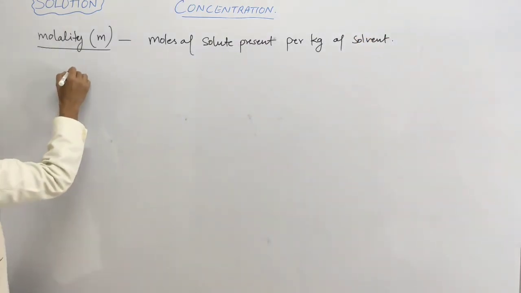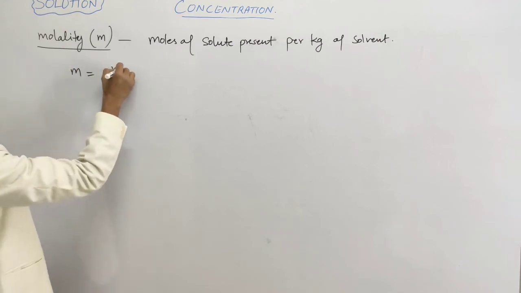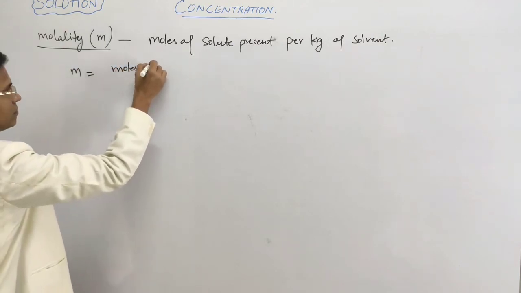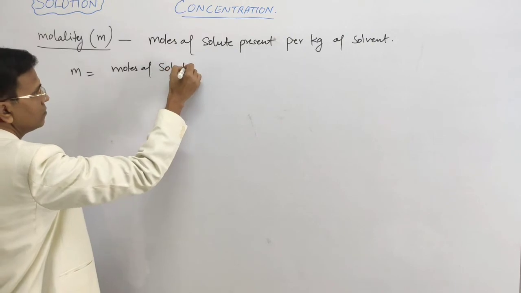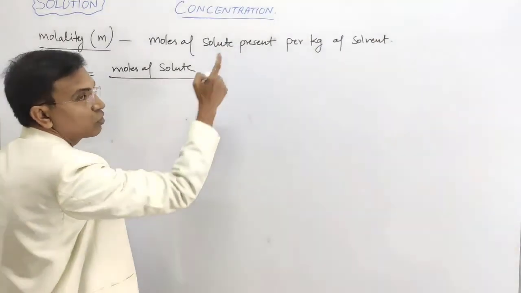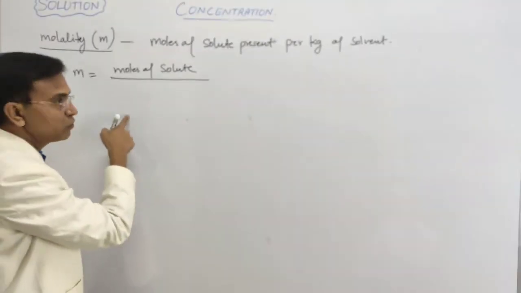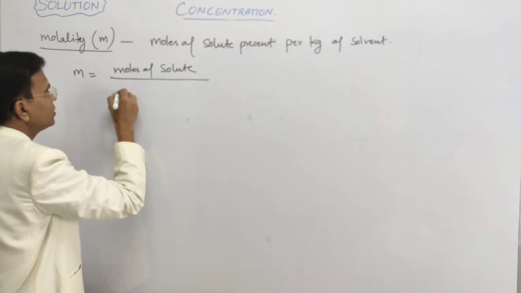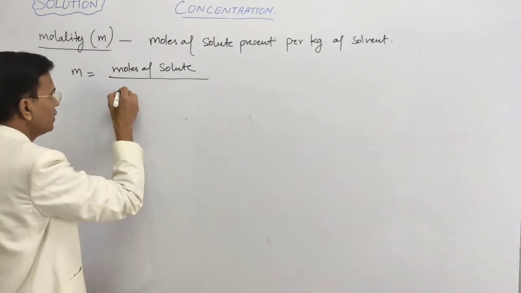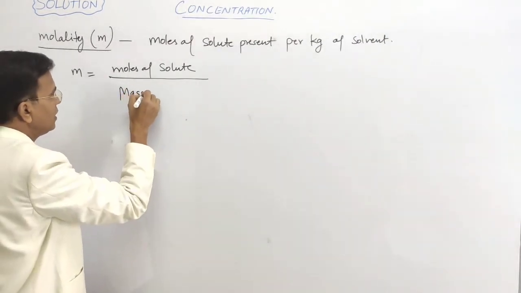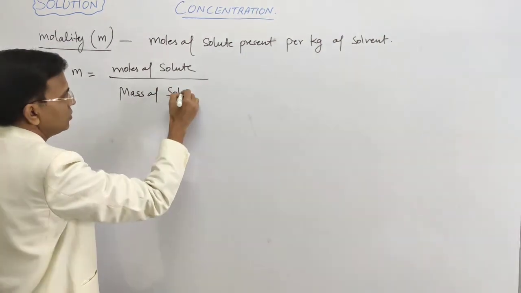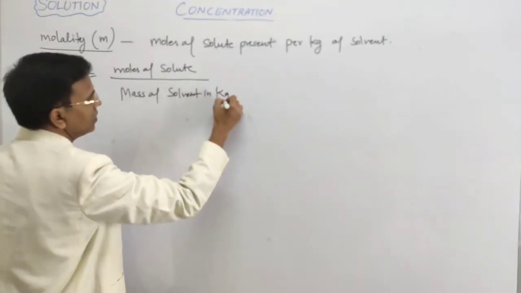So molality is moles of solute upon weight of solvent per kilogram of solvent. That means we have to divide by the weight of solvent, that is the mass of solvent in kilograms.